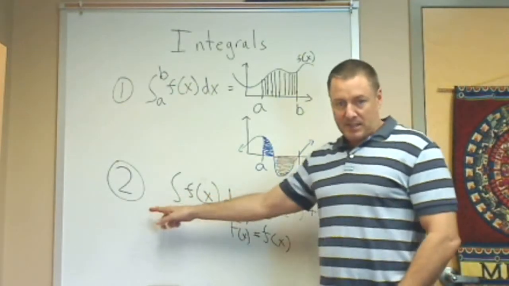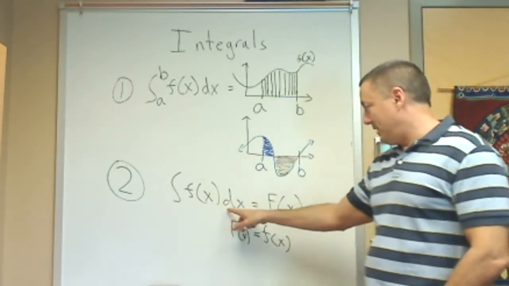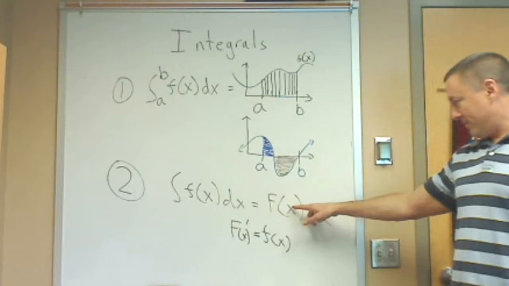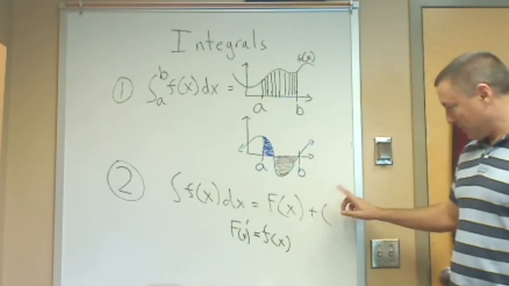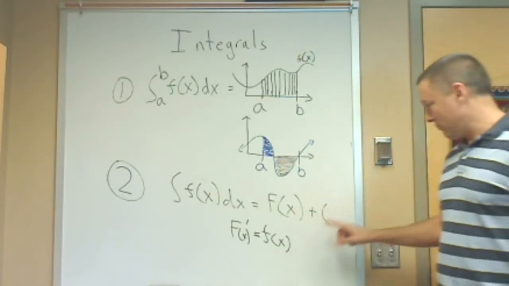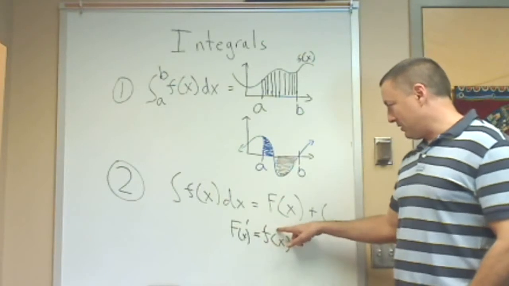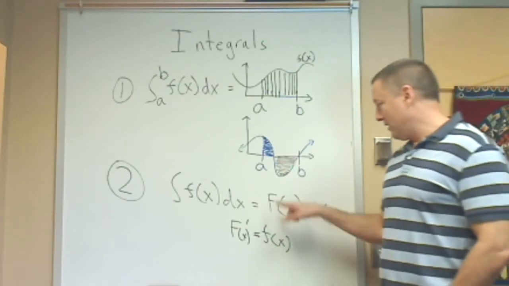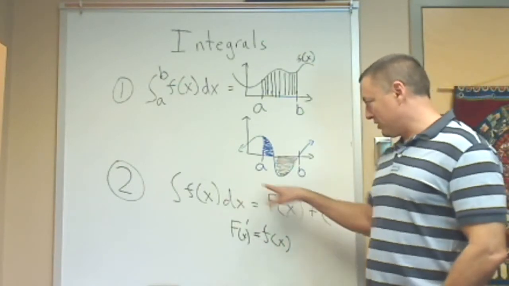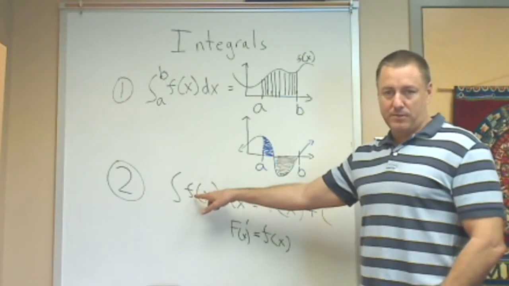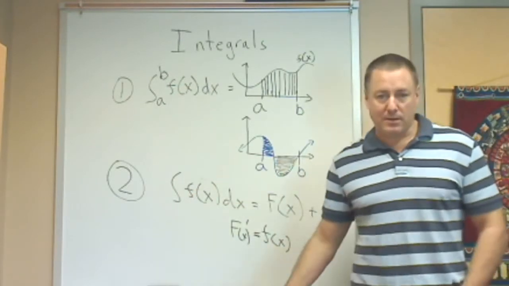The second is an antiderivative. The integral of f of x dx is capital F of x plus a constant, we'll get to the constant in a moment, where the derivative of capital F is little f. So here's what we're doing. We're saying our answer is another function whose derivative is our original function. So it's the opposite of what we did earlier in calculus.